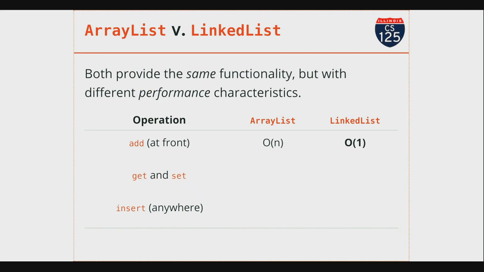What about get and set, all right? So here, if you remember, get and set for my array list, I just translated those directly into an array index operation, and that is constant time, right? In a linked list, what's the problem? Let's say I want to get an item that's in the middle of the list or change a reference that's in the middle of the list.